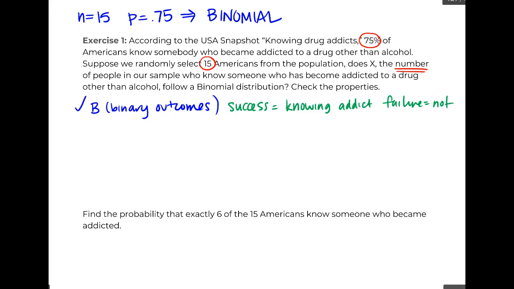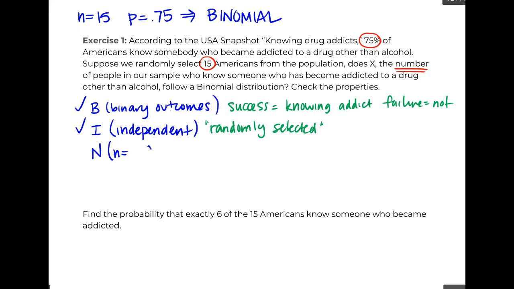So we got that. I is that our different observations are independent. So what about this question stem lets us know that we're dealing with something independent? Well, we randomly selected these people. And if they're randomly selected, that means one should not influence the next when it comes to whether or not they know somebody. So we also have our independence.